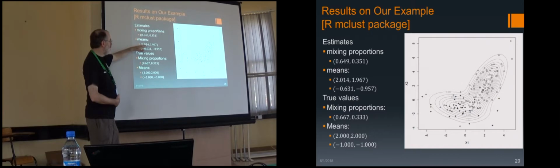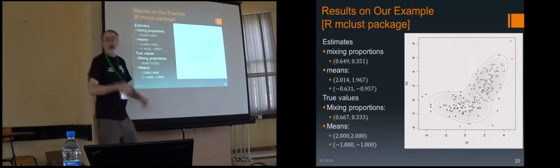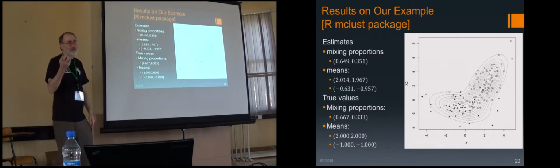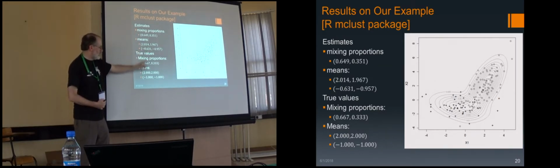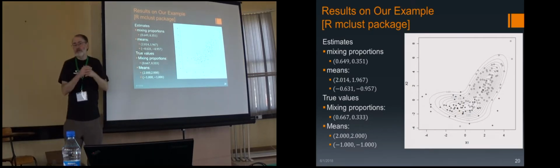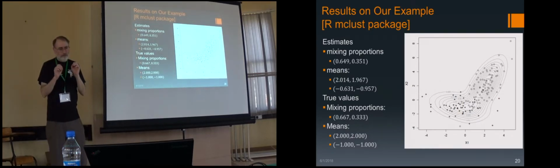And then the mean of the first distribution was 2.2, and it got it at 2.0 and 1.96, so it did really well for the circles. Of course, there are basically 100 points for that one. Didn't do this one so well. The second has the mean at minus 0.6, and it should have been minus 1. So it doesn't always find exactly the right means.